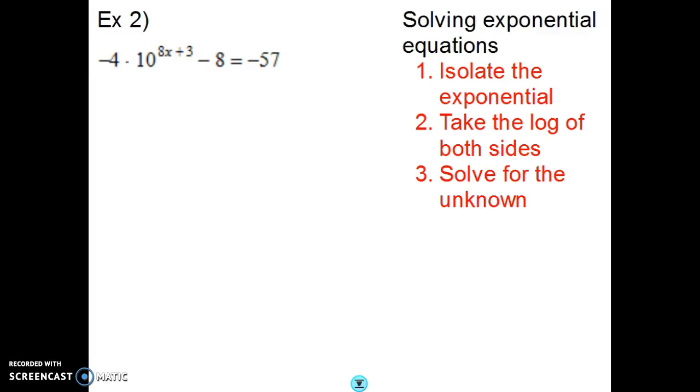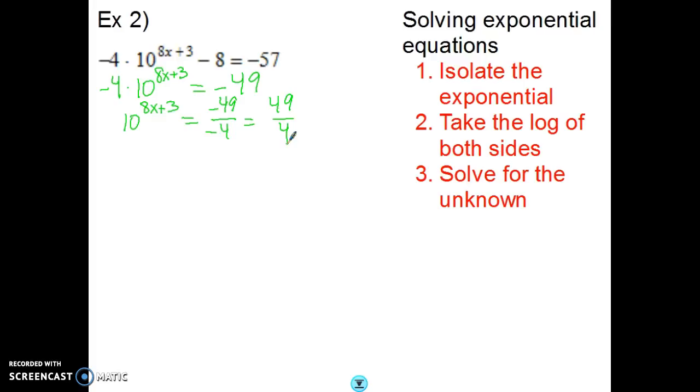Moving on to our second example, right? Same idea here. Our first step is to isolate the exponential. So in order to do that, we're going to have to first add 8 to both sides and then divide both sides by negative 4. So negative 4 times 10 to the 8x plus 3 is equal to, well, negative 57 plus 8 ends up giving us negative 49. We now divide both sides by negative 4, so 10 to the 8x plus 3 is equal to negative 49 divided by negative 4, which is just 49 over 4.